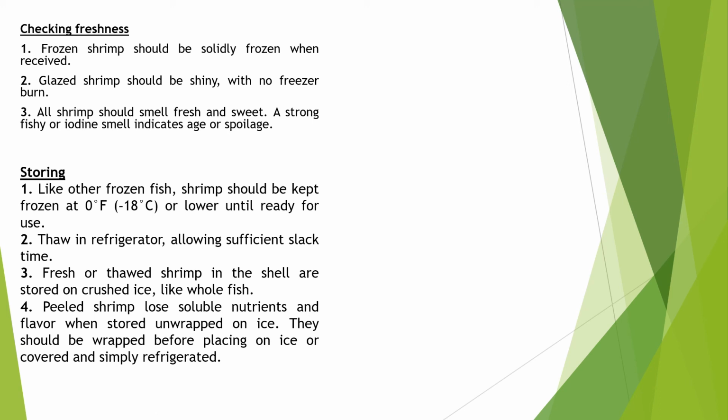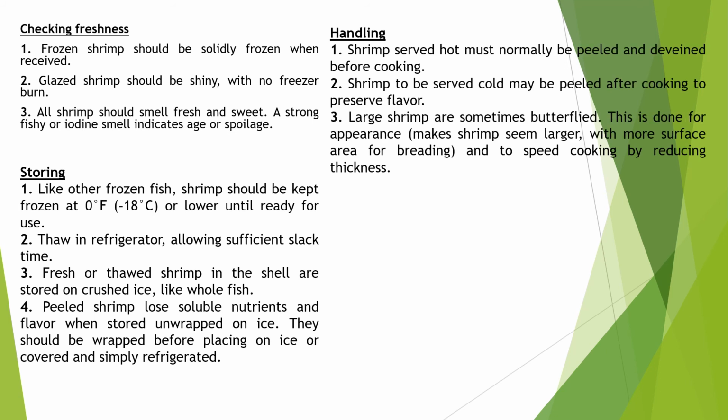So if you're going to be storing peeled shrimp, try to cover them or wrap them and put them in a refrigerator. Do not put raw or peeled shrimp just like that in ice, because they're going to be losing their nutrients. Shrimp served hot must normally be peeled and deveined before cooking, and you can find this information in your handouts. You can continue reading that in your handouts.